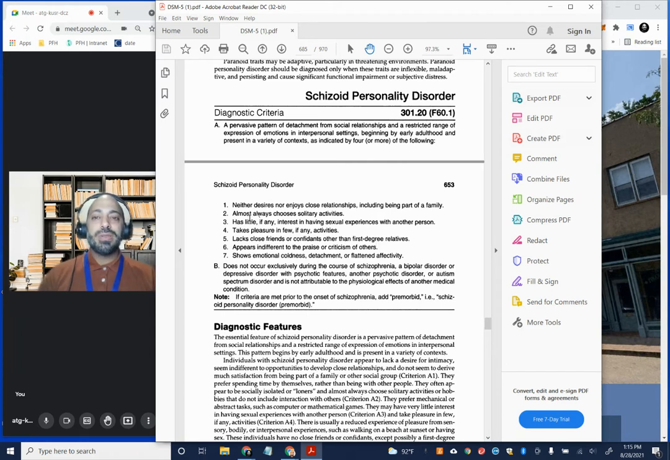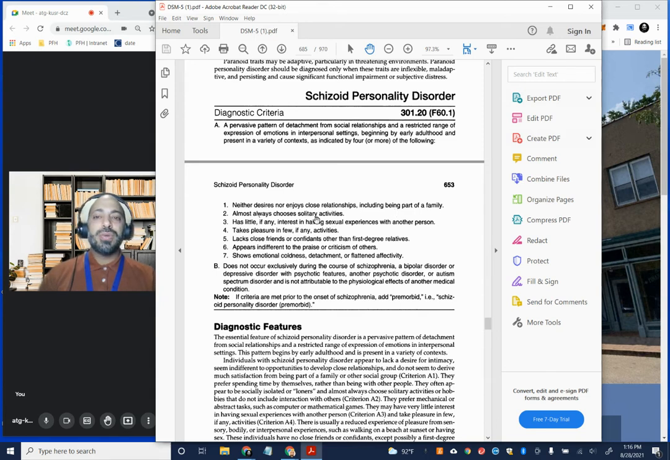The first one, number one here, I'll highlight it for you: neither desires nor enjoys close relationships, including being part of a family. That's pretty specific. There is neither a desire nor an enjoyment of close relationships. Talking with someone or acquaintances or going to routine events, that's fine. But anything deeper than that, there's no desire nor enjoyment from that, and that includes having deep family dynamics.